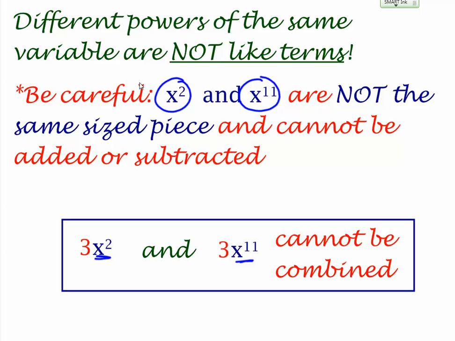And be careful. The variable parts have to be exactly the same exponent. These are not like terms and you cannot add them. Just because the coefficient is the same, if the variable parts are not exactly the same, they cannot be combined. So I cannot simplify that. 3x squared plus 3x to the 11th is as simple as I can get it.